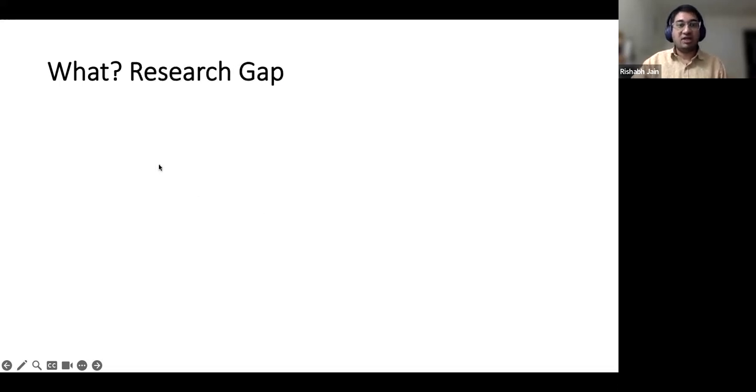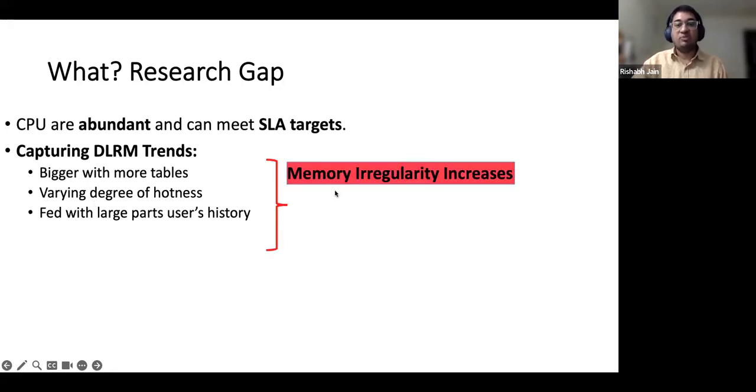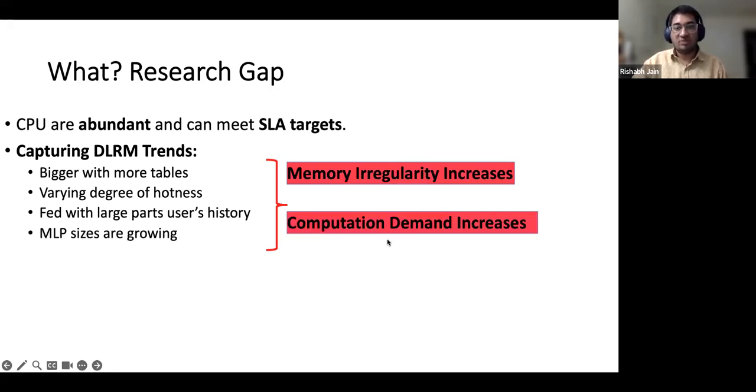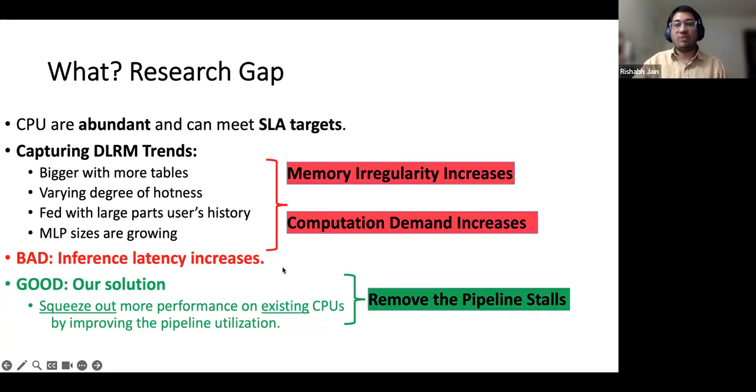Now, connecting the latest DLRMs and their execution on existing CPUs, let's try to understand the research gap. So, CPUs are very abundant in the data centers and they can meet the strict SLA targets. However, the latest DLRMs bring interesting properties like they're getting bigger with more tables, they have varying degree of hotness, and they're getting fed with large parts of users' history. This brings the memory irregularity challenge. Also, the MLP sizes are growing, which brings the computation demand challenge. Overall, this is bad as it increases the inference latency. So our solution is to squeeze out more performance on existing CPUs by improving the pipeline utilization.